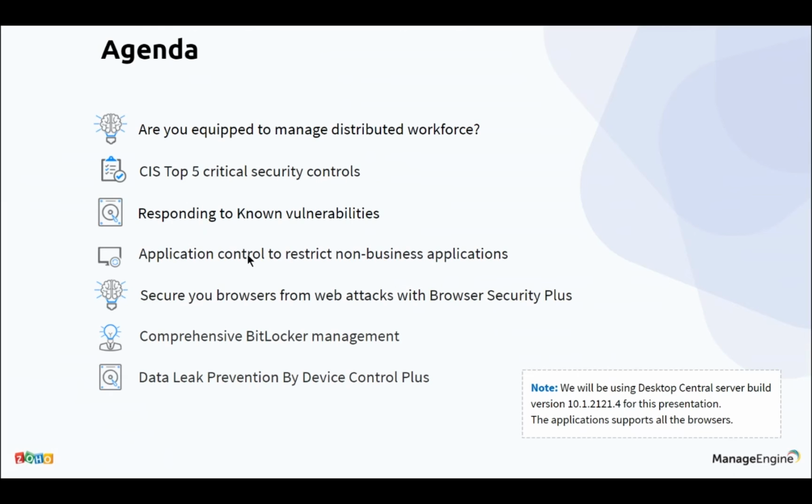Probably in the first 5 to 10 minutes, we will talk about how to manage the distributed workforce and what Desktop Central is all about. This will be for people who are evaluating our products. This is followed by the CIS top 5 critical security controls, and how you can achieve security compliance through Manage Engine Desktop Central. Then the Desktop Central security add-ons, which are Vulnerability Manager Plus, application control, browser security, and BitLocker. We're going to take a couple of examples and see how the top 5 critical security controls are addressed within the product, and I'll explain each of those security add-ons.